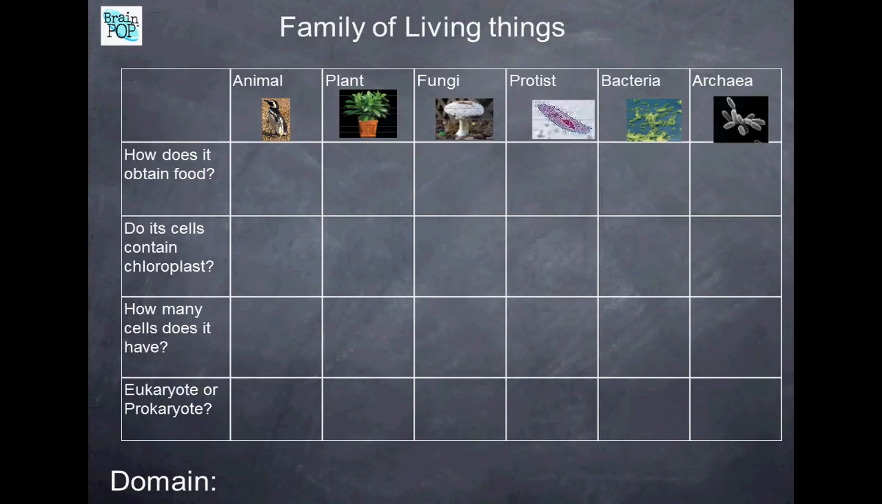If we do a comparison of our six kingdoms, we could fill this in pretty easily. So how does it obtain food? What are the two words that we learned yesterday that pertain to getting energy? Nick? Heterotroph and autotroph. Yeah, heterotroph and autotroph. So raise your hand if you can tell me, what is an animal? Autotroph, heterotroph, or both? Anna? Heterotroph? Yeah, they're heterotrophs.